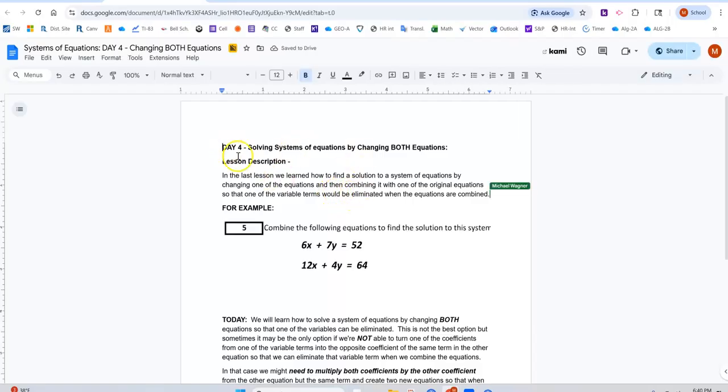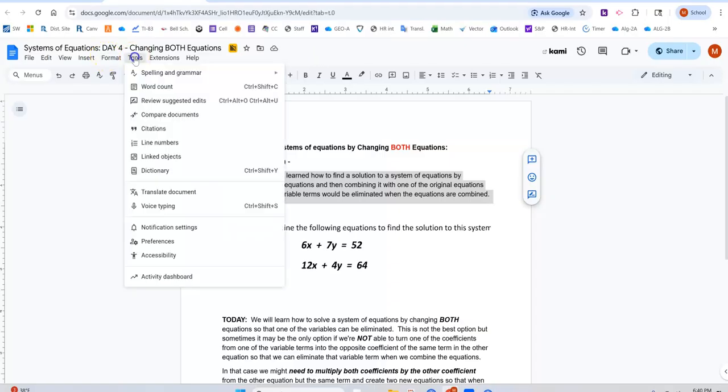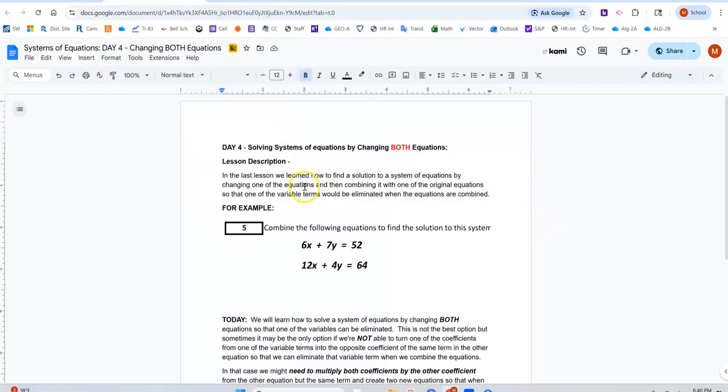And this is a description of what we're doing today. Again, we're solving systems of equations when we have to change both equations, okay? Both equations, okay? That's what's new. So go ahead and read this, especially if you need to translate it. Remember, you can always go to File, make a copy, and then after that you can go to Tools and you can do Translate, okay? So if you need to translate, make sure to do that.